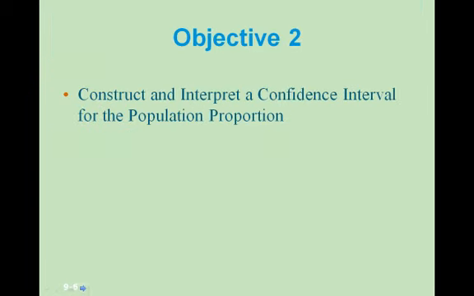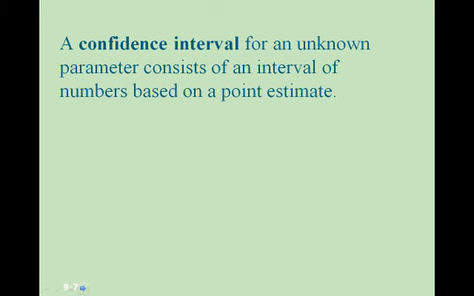Objective 2. Construct and interpret a confidence interval for the population proportion. A confidence interval for an unknown parameter consists of an interval of numbers based on a point estimate. So we can't always know exactly, but we can find out within a certain interval that our value for the population will fall within that.